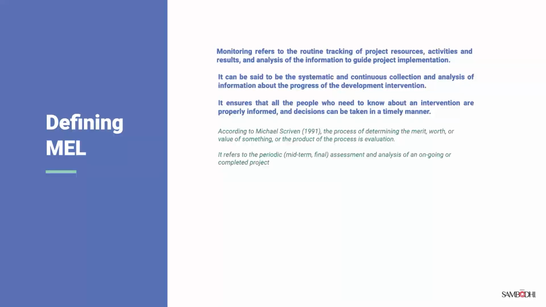E stands for evaluation in the MEL process. According to Michael Scriven, the process of determining the merit, worth, or value of something or the product of the process is evaluation. It refers to the periodic assessment and analysis of an ongoing or completed project.